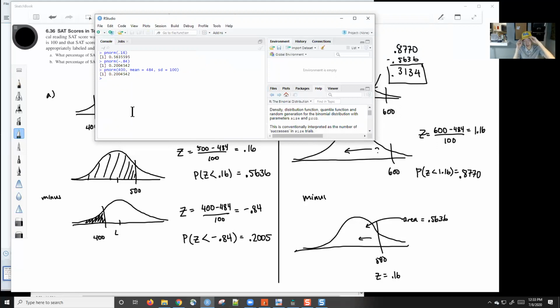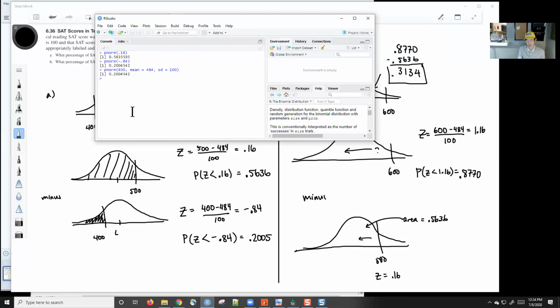And you'll get the exact same answer. A question: should we use the table or R? The answer is it doesn't matter. My multiple choice answers will match using the table. But if you use R, you'll get the same answer. It might be off by about 1/10,000th because of rounding.